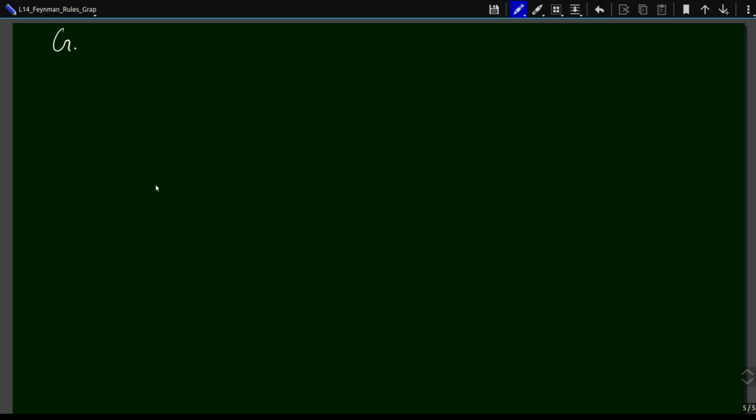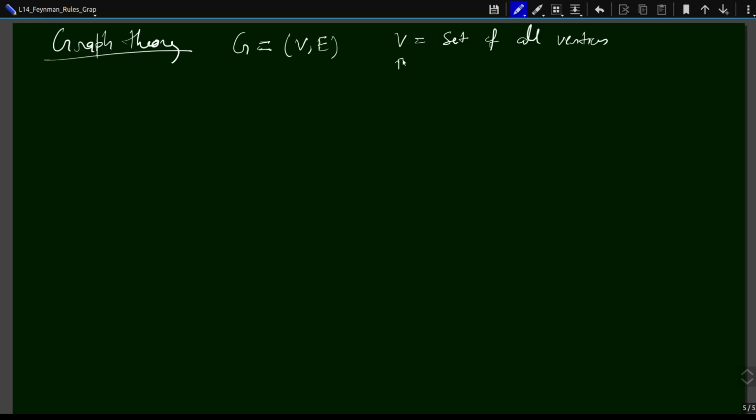Graph theory. So what is a graph? G is defined as a doublet involving two sets, where V is the set of all vertices and E is the set of all edges. This is nothing but propagators for us.